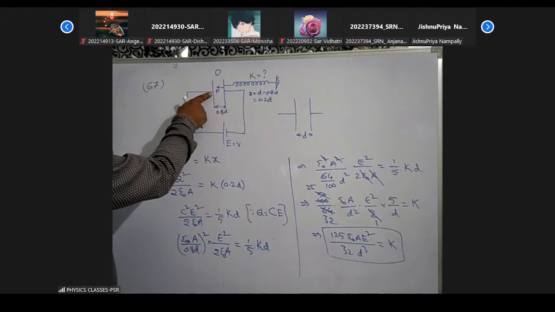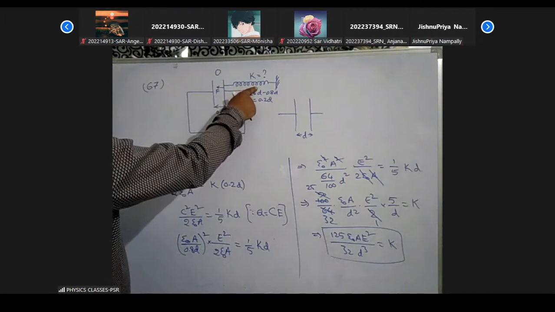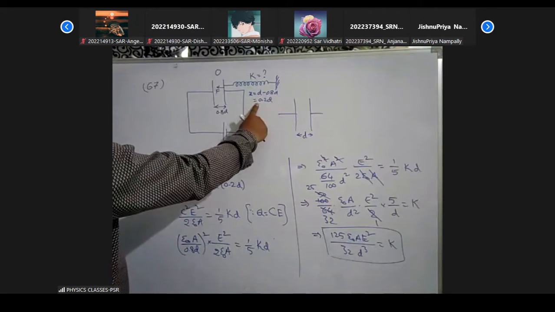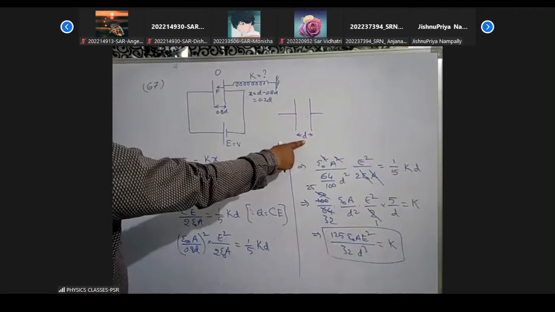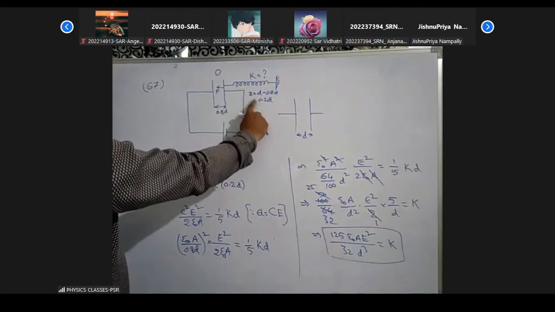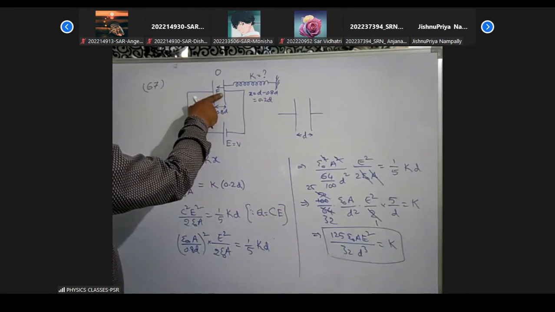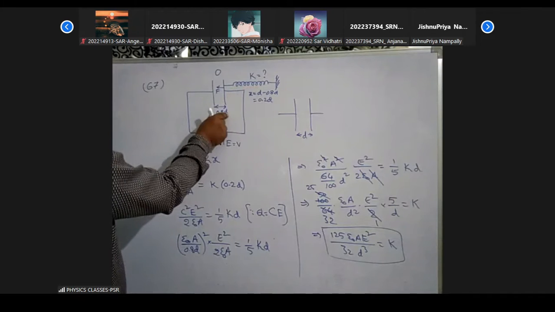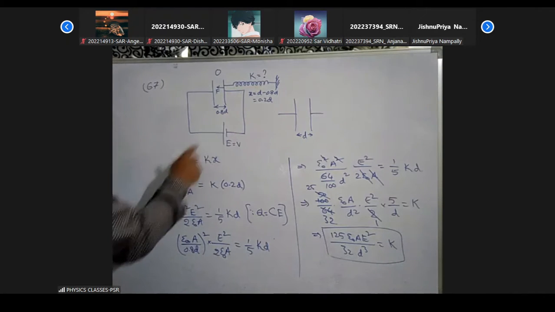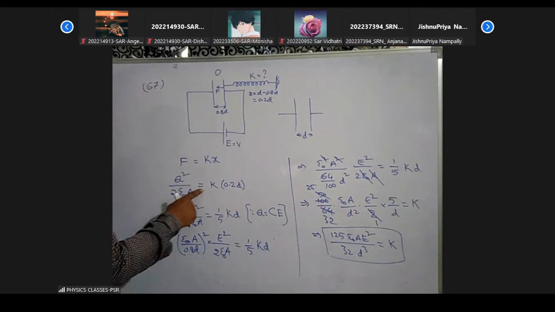Here, the force on this plate, due to this plate when it is charged, is equal to the spring force Kx. Actually this distance is given as D, and this distance is 0.8 D. That means the spring elongates by x is equal to 0.2 D. In equilibrium the electrostatic force on the plate is equal to the spring force. That's why F is equal to Kx. If charge on the plates is constant, then F is equal to Q square by 2 epsilon naught A is equal to K into 0.2.